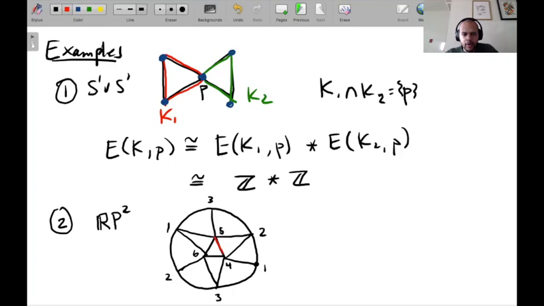So K1 is going to be this inside disk, a single triangle, and K2 is going to be the rest. So K2 is all of this. All right, so now let's think about what Van Kampen says in this case. So here's K2, K1 is in red.